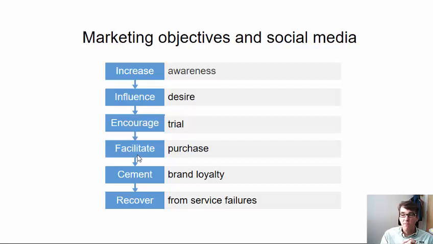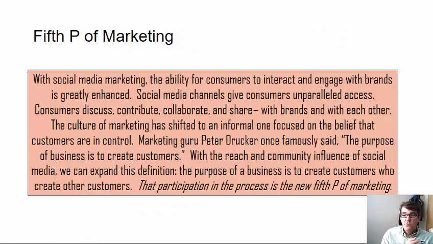So the marketing objectives of social media are to really help the customer progress through the customer life cycle. Social media has grown within marketing so far that they're starting to talk about a fifth P in marketing. If you remember the first four P's, you have price, product, promotion, and then place or distribution, depending on how you learn it. And they're talking about social media introducing a fifth P. This is a quote from Peter Drucker at the end, but we'll read a little bit about it. Peter Drucker is a big marketing guru.